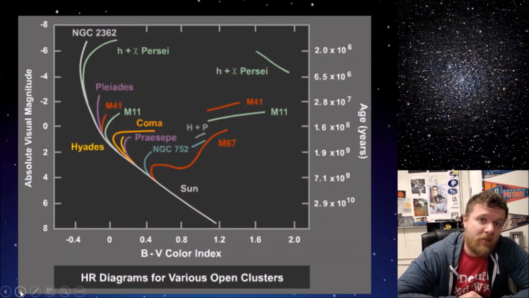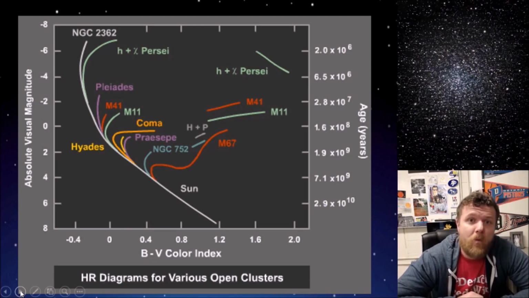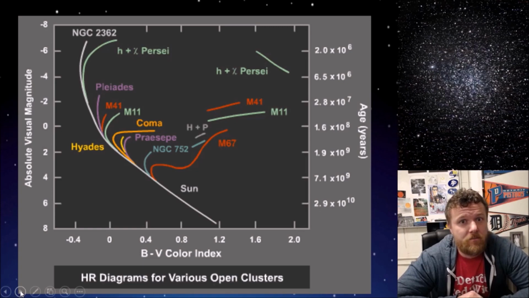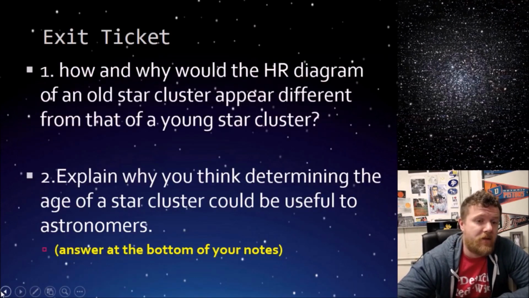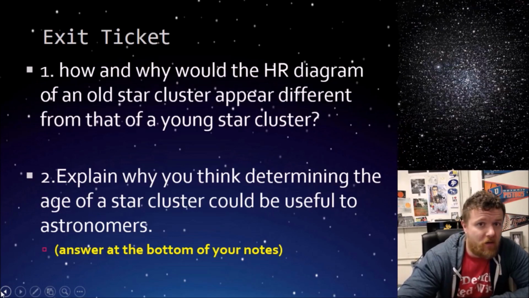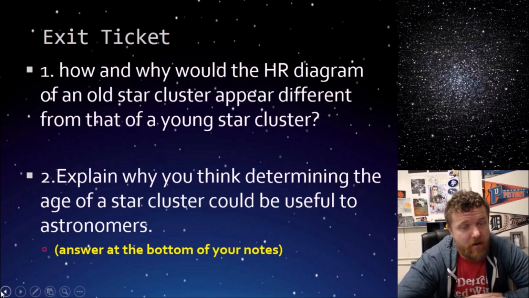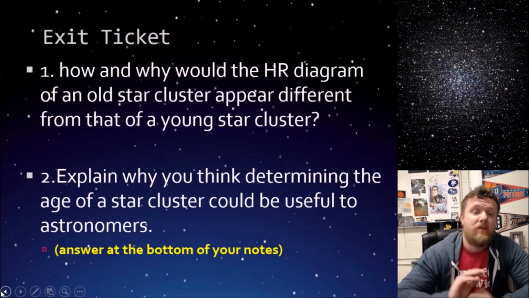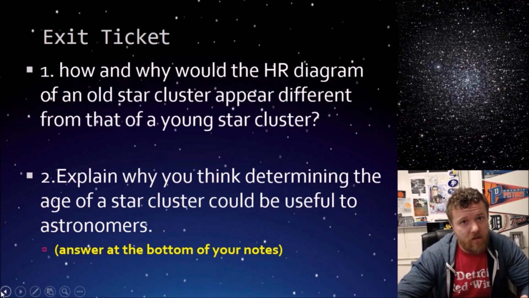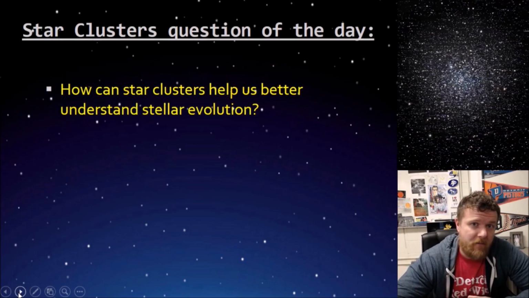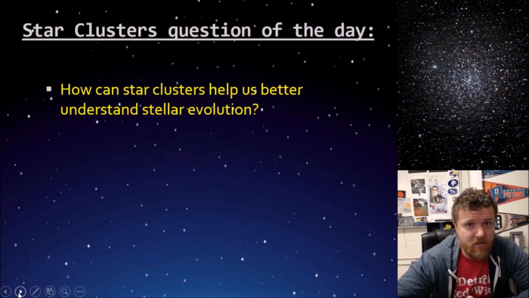Which one is older, M11 or M41? Which one is younger, NGC 752 or the Coma cluster? Now you guys have an exit ticket for this video. How and why would the HR diagram of an old star cluster appear different than the HR diagram of a young star cluster? Second question, explain why you think that figuring out the age of a star cluster could be helpful for astronomers. Finally, answer the question of the day, how can star clusters help us figure out stellar evolution?